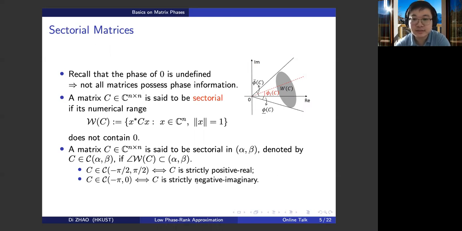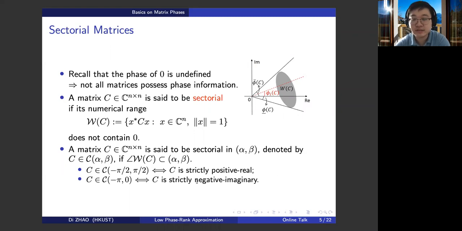So these two concepts are actually well established in control theory, because we know that if we take one step further, and we consider a linear time invariant system with its transfer matrix, and if that transfer matrix is strictly positive real or negative imaginary on all frequencies, then we simply call the system a positive real system or a negative imaginary system.